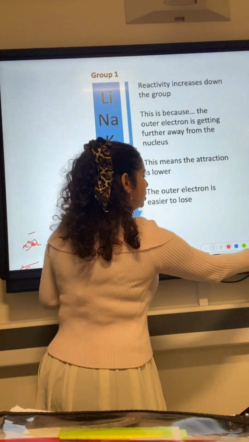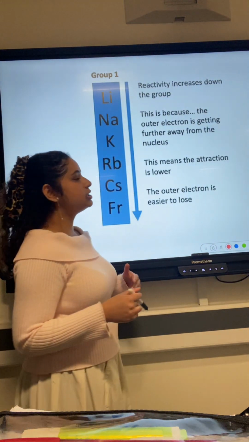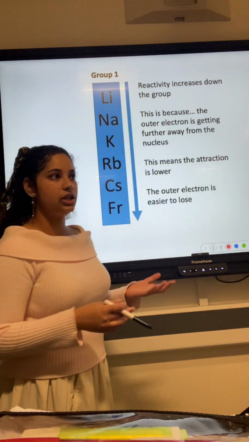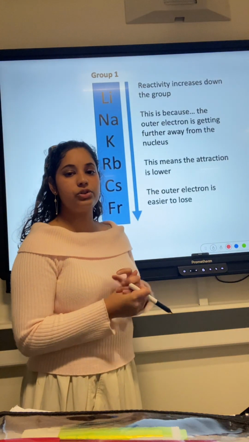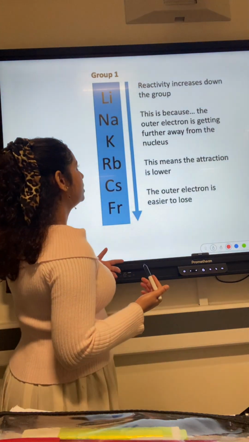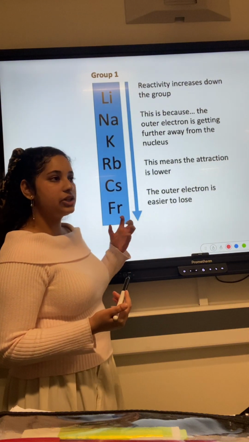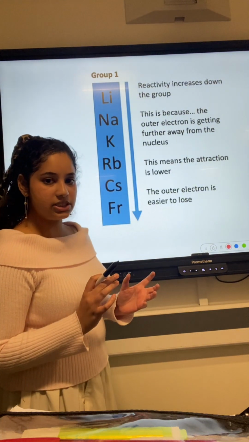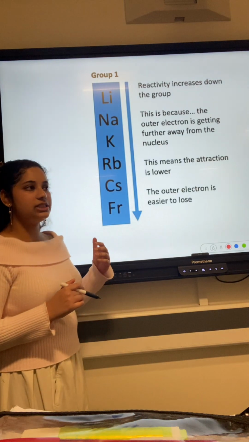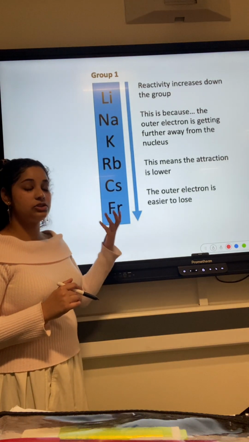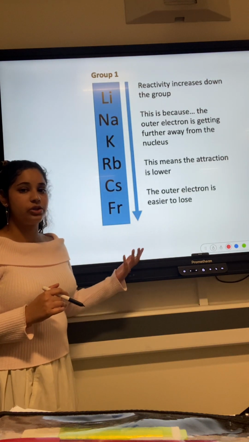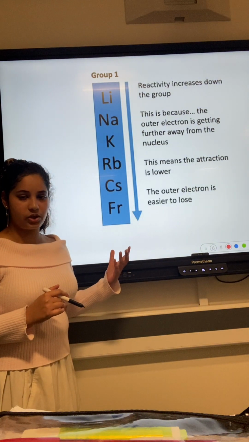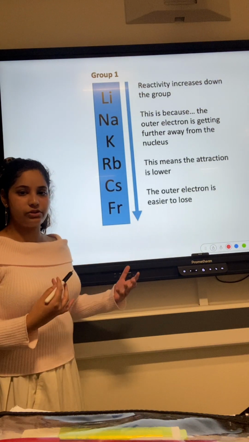So now if we just have a look at this, we need to form the ions for the reaction to actually occur. In order to form the ion, like I said, we need to lose an electron. So when we're talking about reactivity, we need to look at how easy it will be for group 1 metals like lithium or sodium to lose an electron. That will depend on a lot of different factors.